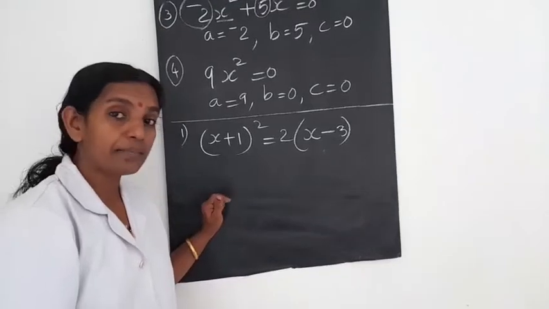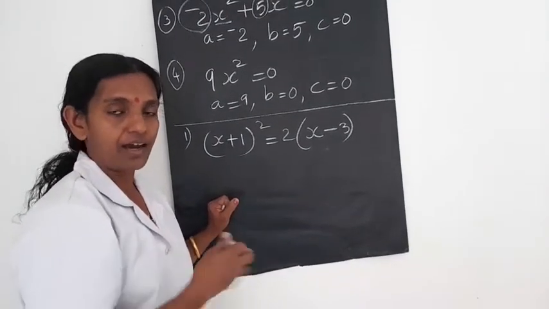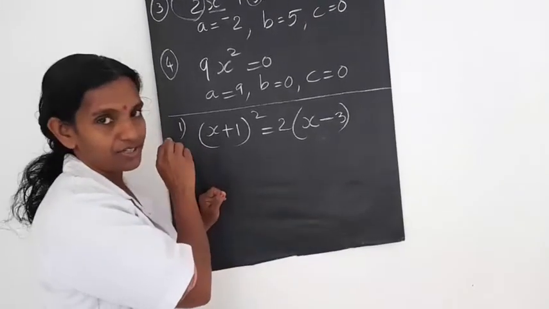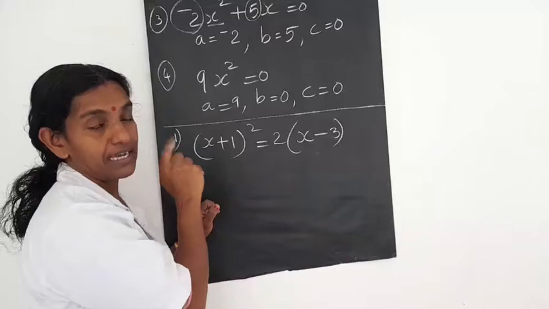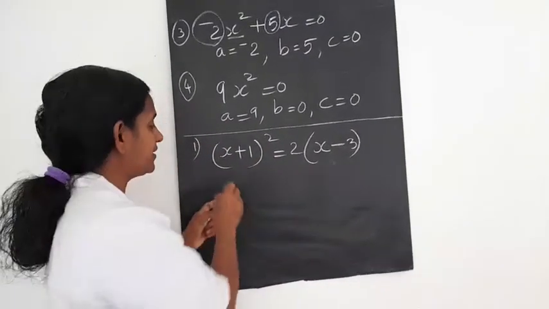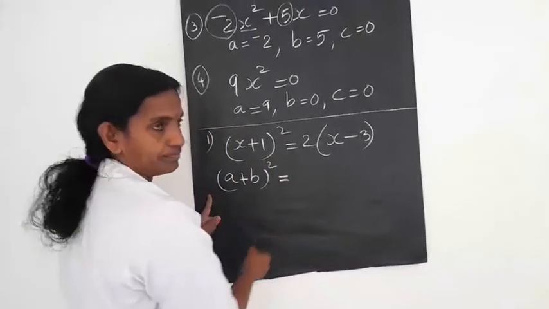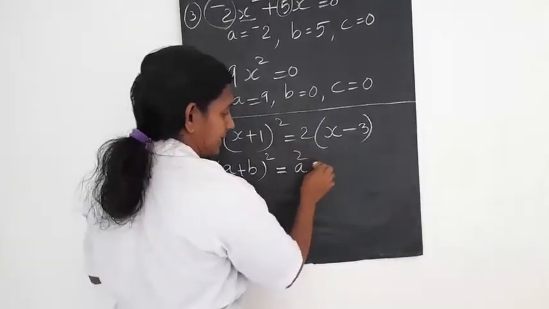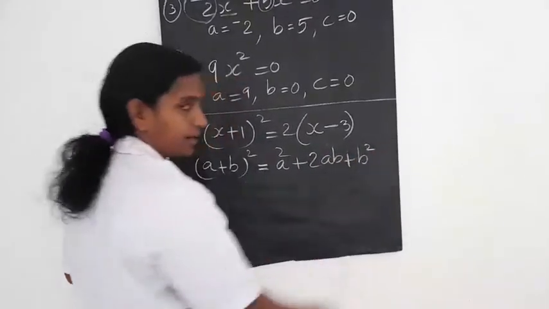You have studied some identities. Remember a plus b whole square, a minus b whole square and all. So here we can apply that. And here also we can apply some identities: a into b plus c, a into b plus a into c. Remember these identities? So a plus b whole square is equal to what? a square plus 2ab plus b square.